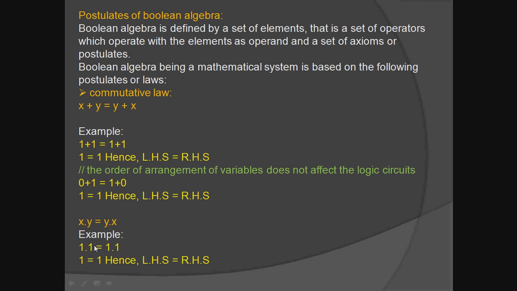To prove this, if x is 1 and y is 1, here also y is 1 and x is 1, the outcome will be as you have seen in the truth table of the logical AND operator: 1 into 1, the outcome is 1. Or if you multiply 0 and 0, or 0 and 1, or 1 and 0, the outcome will be 0, right? So that proves that LHS equals RHS. So this is the commutative law.